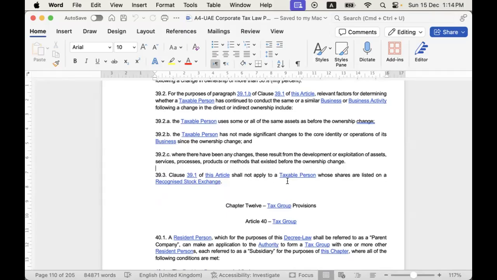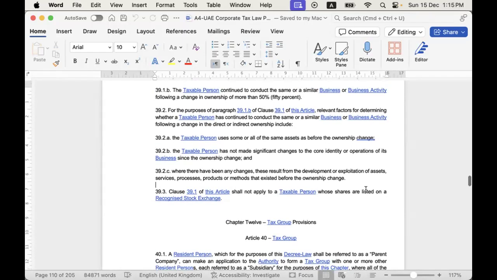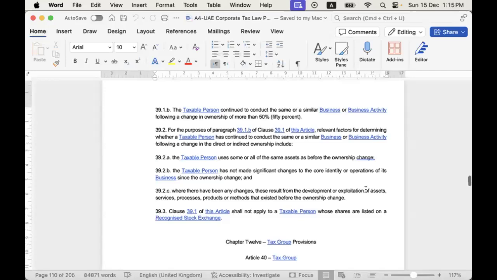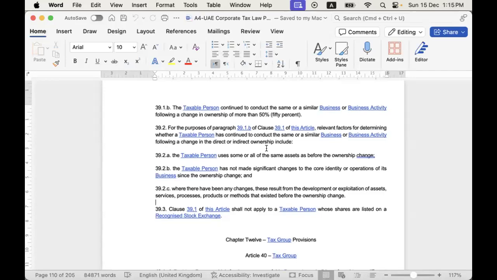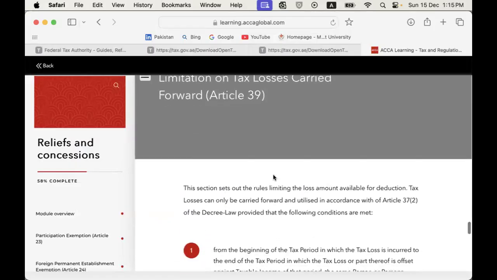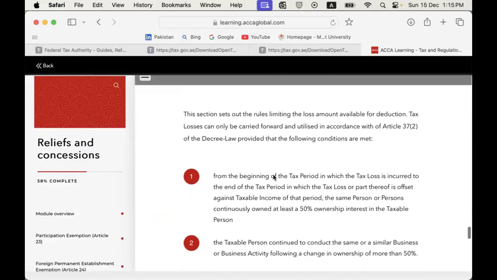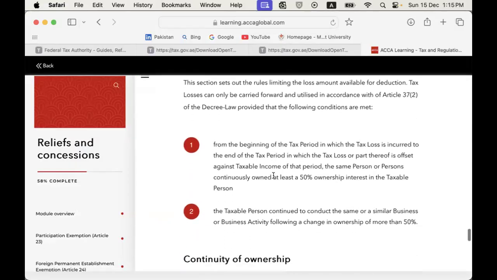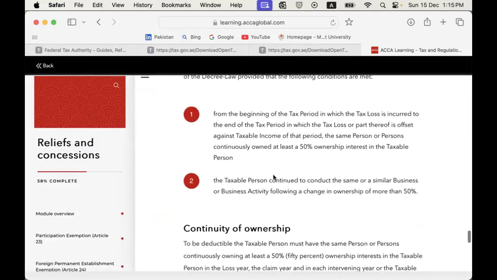Clause 39 does not apply to a taxable person whose shares are listed on a recognized stock exchange. So the listed entities are subject to heavy regulation, so they can easily transfer tax losses. All of this will not be applicable. So what we just read was limitation on tax loss transfer under, I think, Article 39 itself as well.